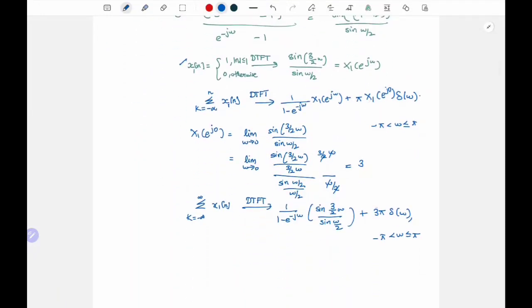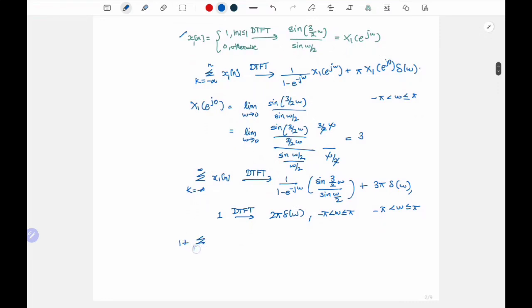So what will adding 2π here do in the time domain? So we also have this property. So for 1, your a0 will be equal to delta of n, right? Delta of k. So here it will be nothing but 2π delta of ω, again minus π less than ω less than or equal to π. So 1 plus summation k equal to minus infinity to n of x1[k] is going to give you the DTFT, whatever we require.